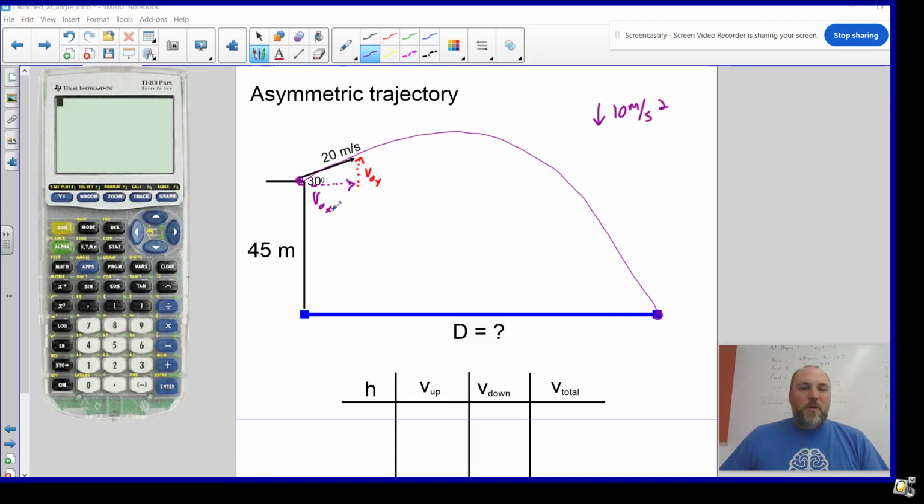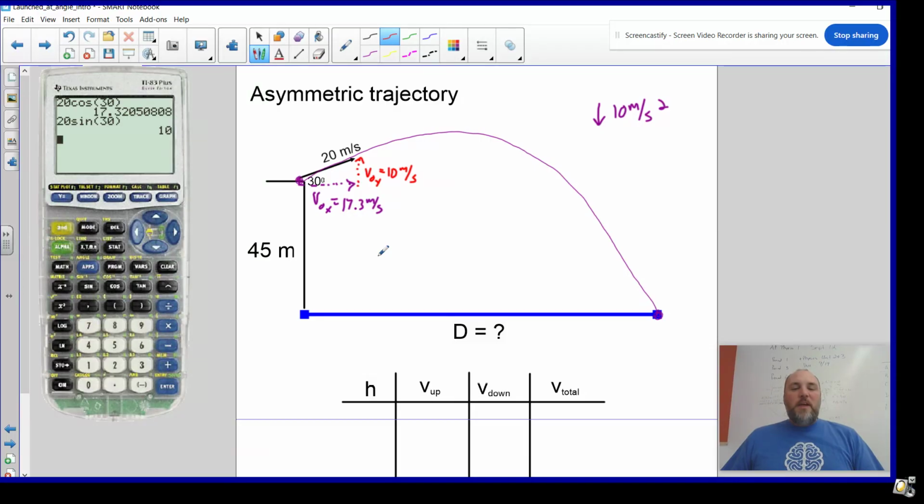And I'm going to find the horizontal or the adjacent side by doing 20 cosine of 30 degrees. Close the parentheses. And my initial horizontal velocity is 17.3. I'll do something similar for my vertical, or the opposite side of this triangle. That's 20 times the sine of 30 degrees. And my initial vertical velocity is 10 meters per second.